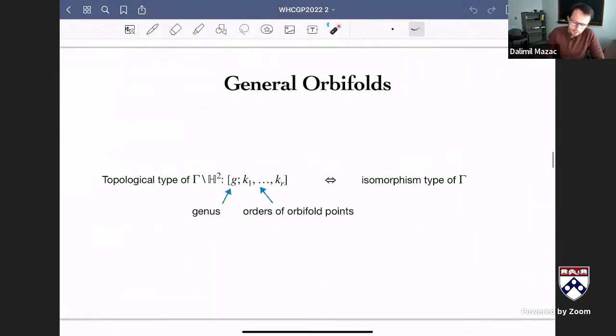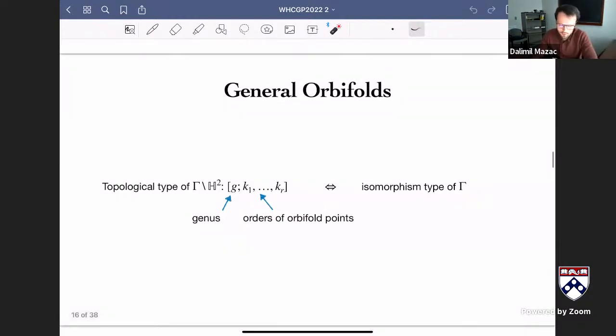In general, it's useful to talk about the topological type of an orbifold, which consists of the genus and the orders of orbifold points. So g and k1 up to kr. Giving this set of integers is the same thing as giving gamma up to isomorphism. But this doesn't really specify the surface completely, because there are moduli, and the moduli correspond to different embeddings of a particular isomorphism type of gamma into PSL2(R). So the only topological types which don't have continuous moduli are the 3-punctured spheres, so g equals 0 and k1, k2, k3, but everything else has continuous moduli.